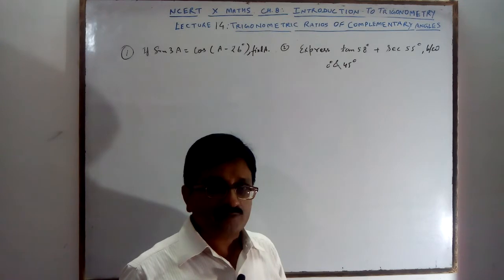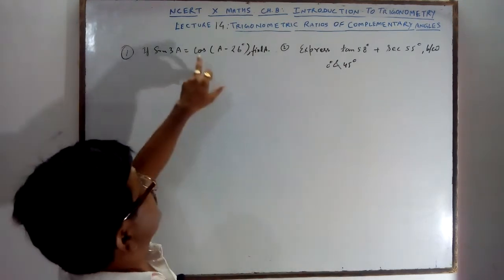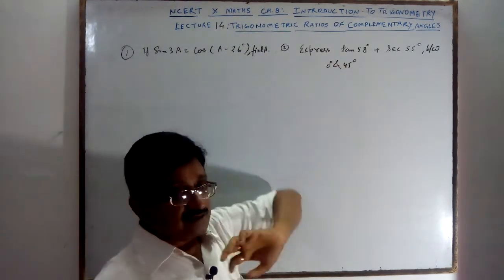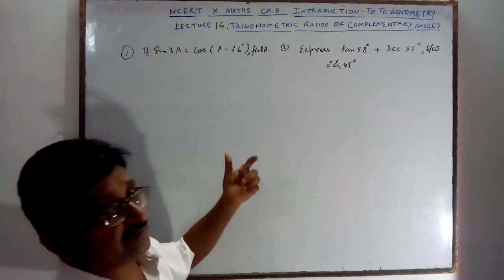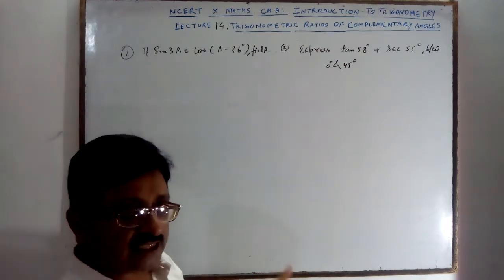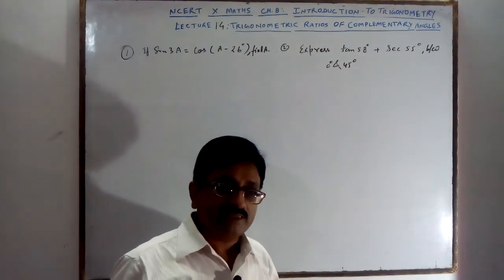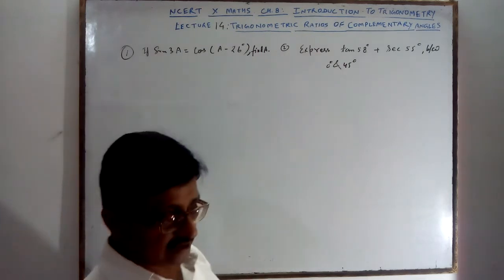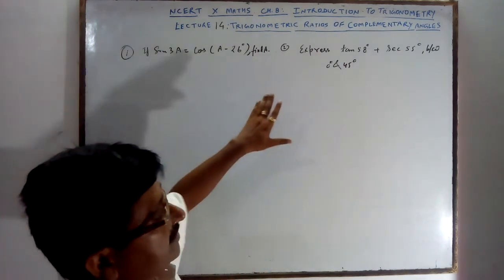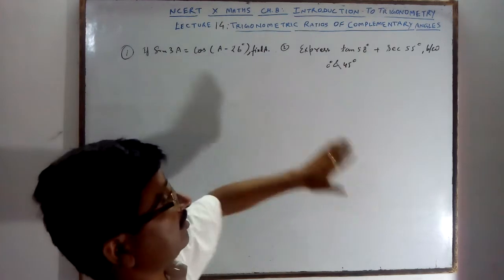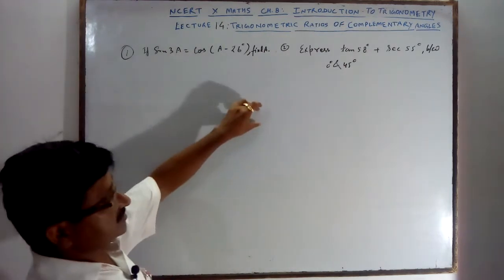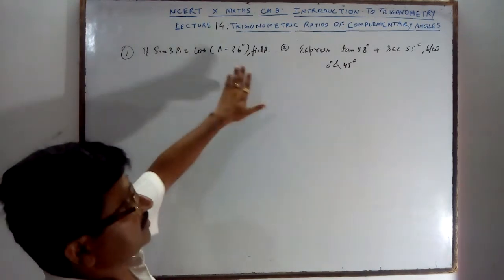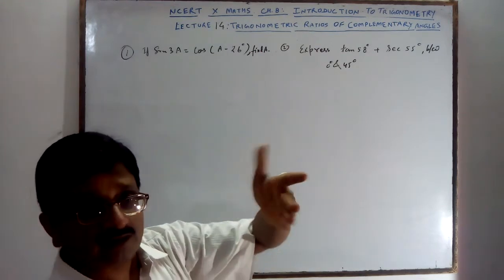In the previous lecture I told you about the complementary angles relations: sin(90 minus theta) is cos theta, tan(90 minus theta) is cot theta, and cosec(90 minus theta) is sec theta. All the correlations, sin cos, tan cot, sec cosec. On the basis of this, I also told you some examples.